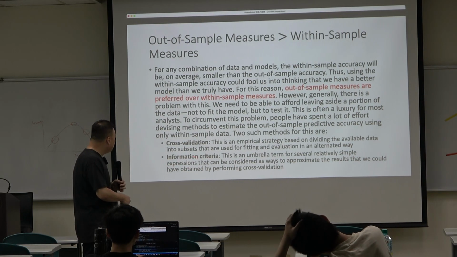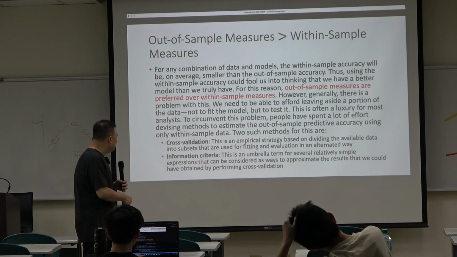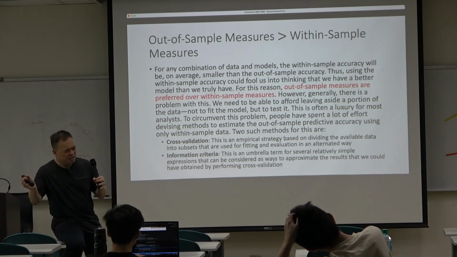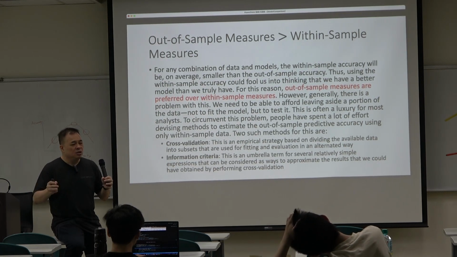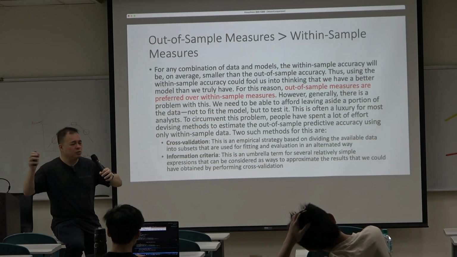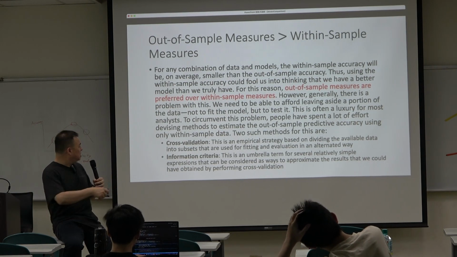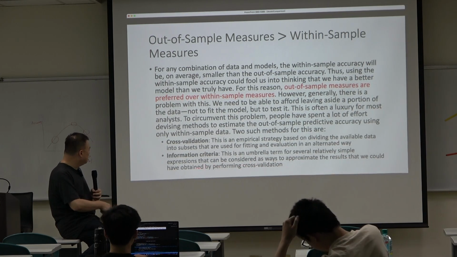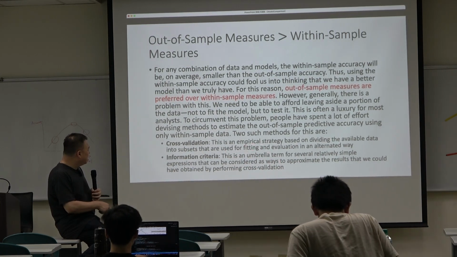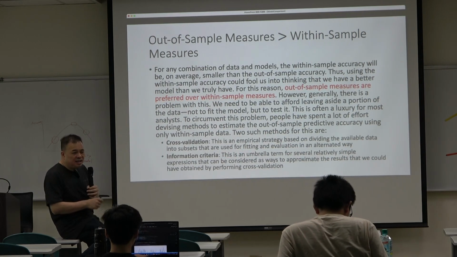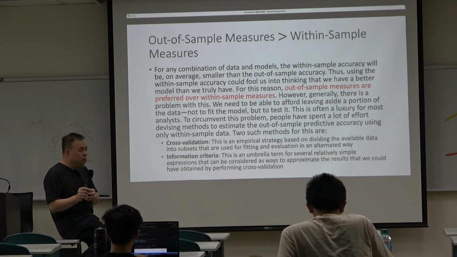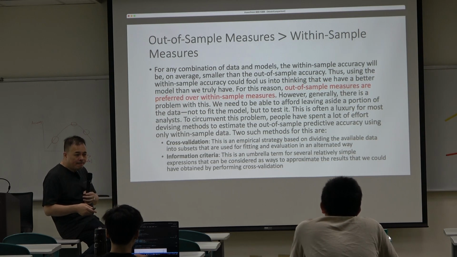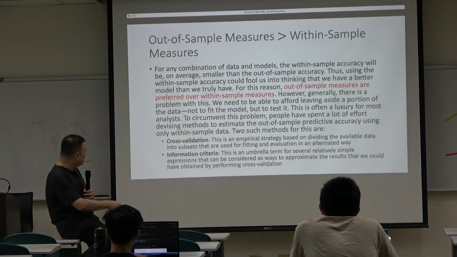And the other is called information criteria. Here you don't break the data into a training set and test set. You just use the whole data set to do the training. But after that, you discount the in-sample accuracy to approximate the out-of-sample accuracy. So we are going to talk about these two things.